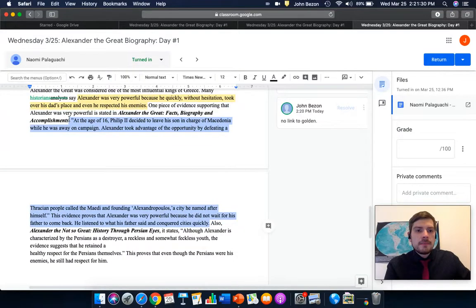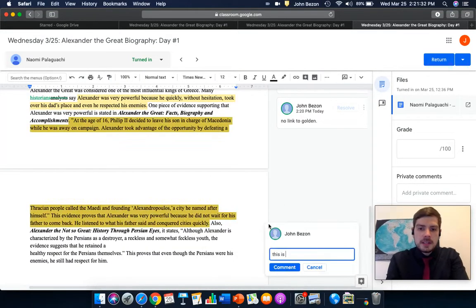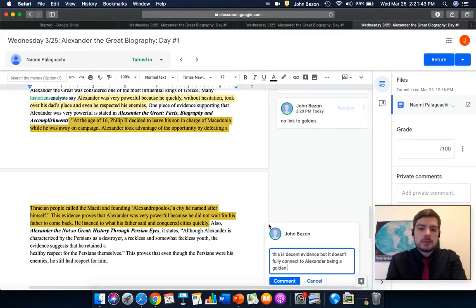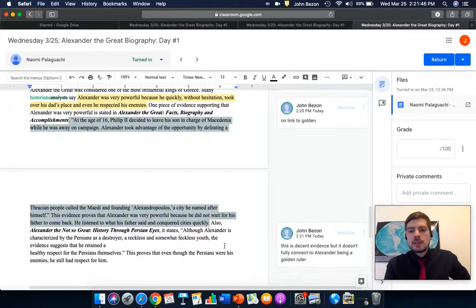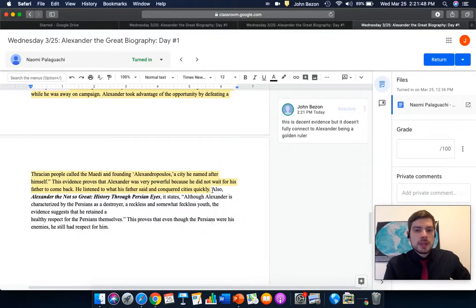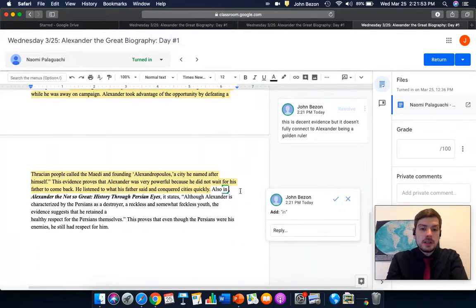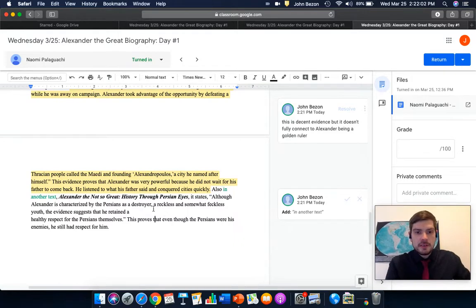So again, this is decent evidence, but it doesn't fully connect to Alexander being a golden ruler. Hopefully she'll make those edits when she sees that. She moves on. Also, she should be introducing this evidence in a full sentence better. Also, in another text, and then she should say the text name.